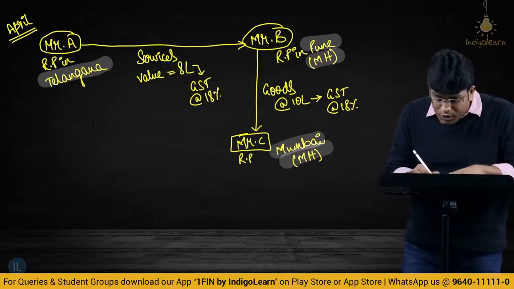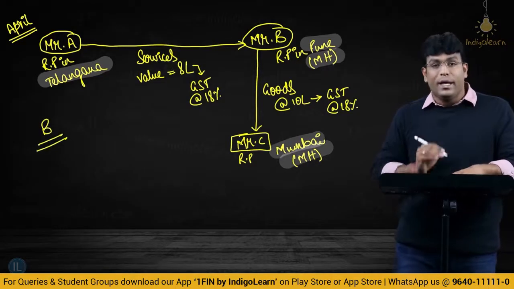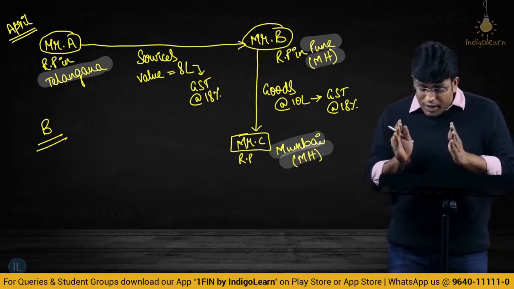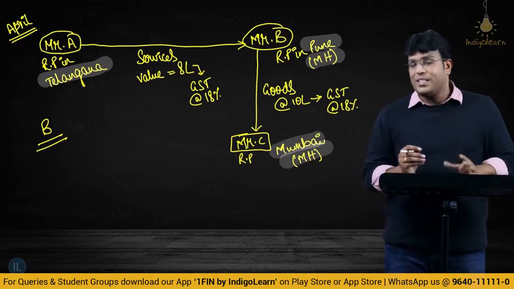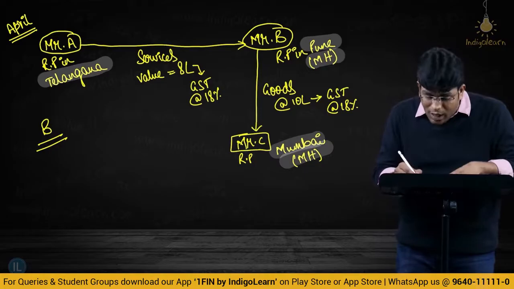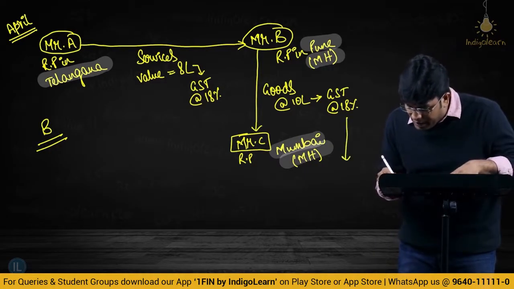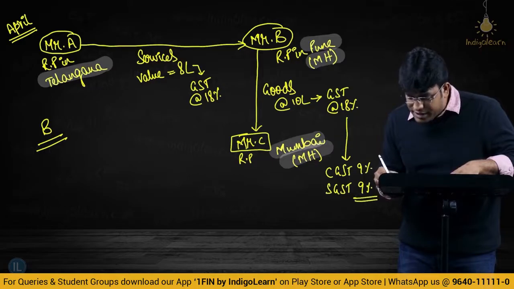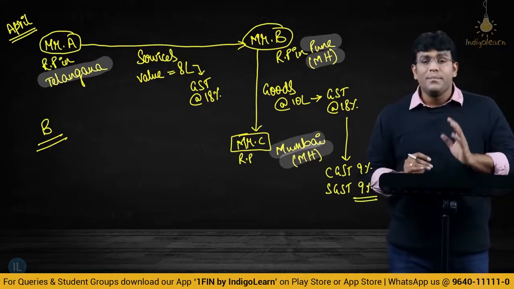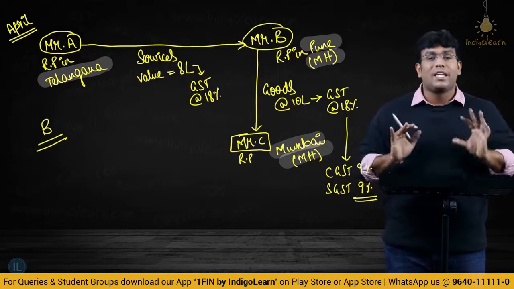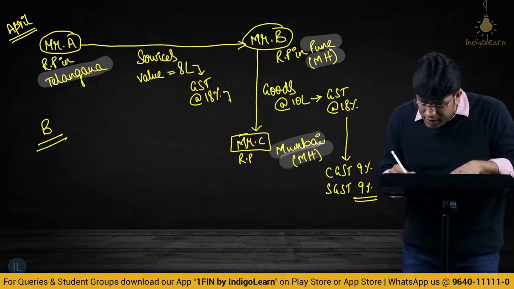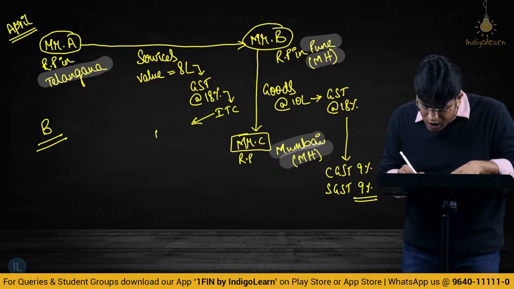Correct? Now, if I look at the liability of one person called Mr. B. Tell me guys, when you look at the story of B, where is B? Maharashtra. Where is C? Maharashtra. So in that case, the output tax for this GST will be CGST and SGST, where CGST will be 9% and SGST will be 9%. So friends, there is an output tax of CGST and SGST. Input tax credit of what? IGST. Correct? So if you look at it from the point of view of B, the credit he has is IGST.